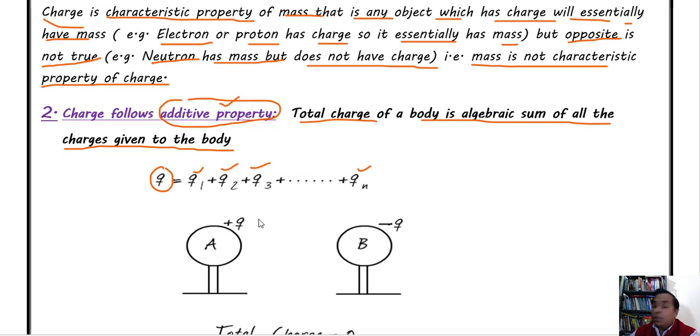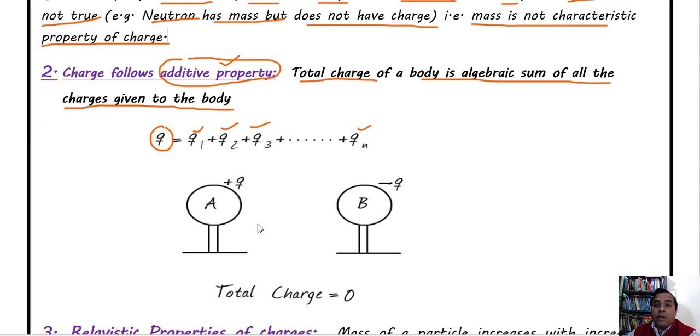Say, for example, two bodies are there. The first body has charge plus q, another body has charge minus q. So the total charge is equal to plus q plus minus q. That is the total zero charge.